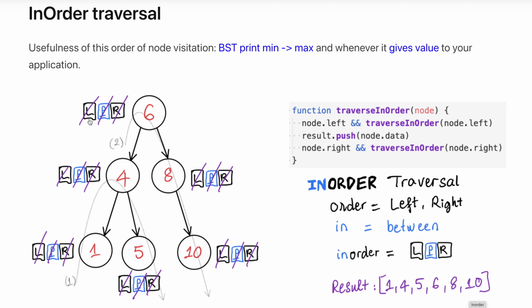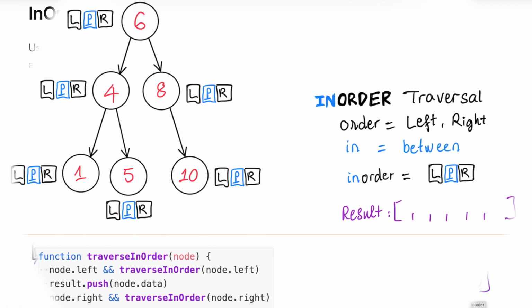Now let's quickly run our trick to see how we're able to get this result. First, we start at the root node, then we go left. Then we see 4, and then we go left. Then we see 1, and we go left. There's nothing there, and then we process. We put 1 into the result array. Then we go right. There's nothing on the right of 1, and we finish 1. We go back to 4, and we process 4. So we put 4 into the result array.